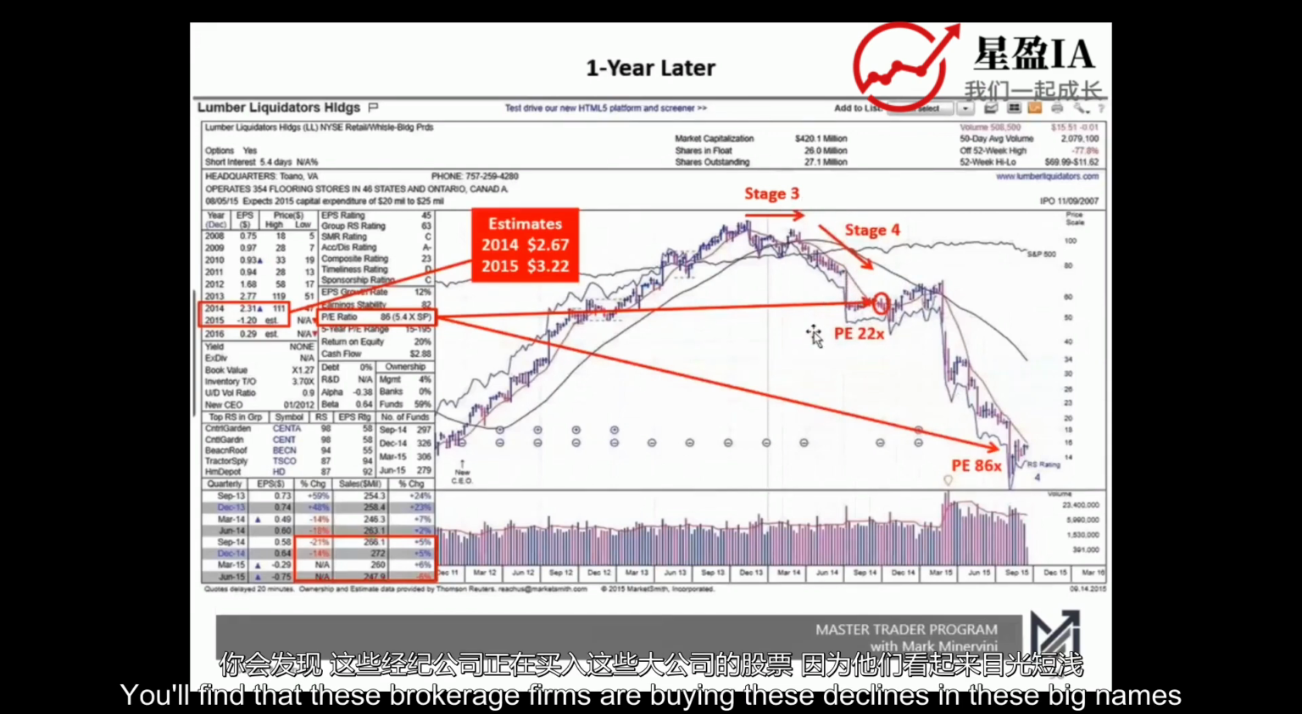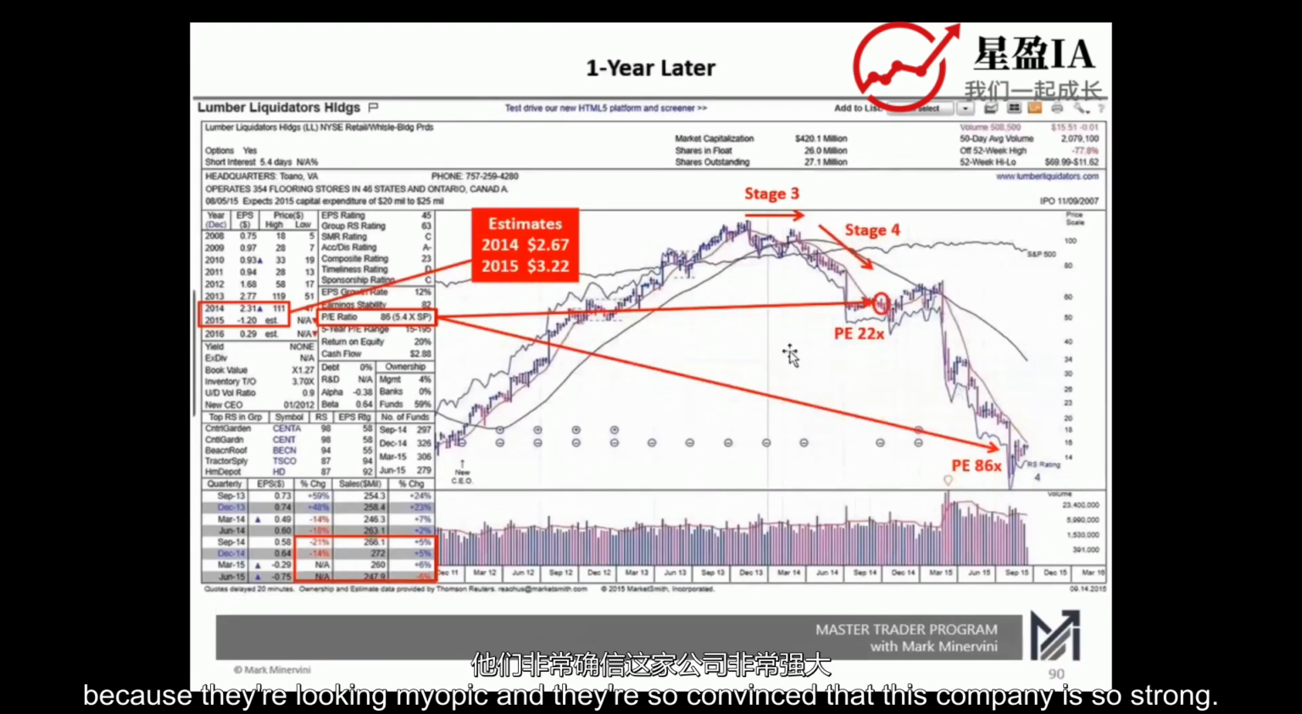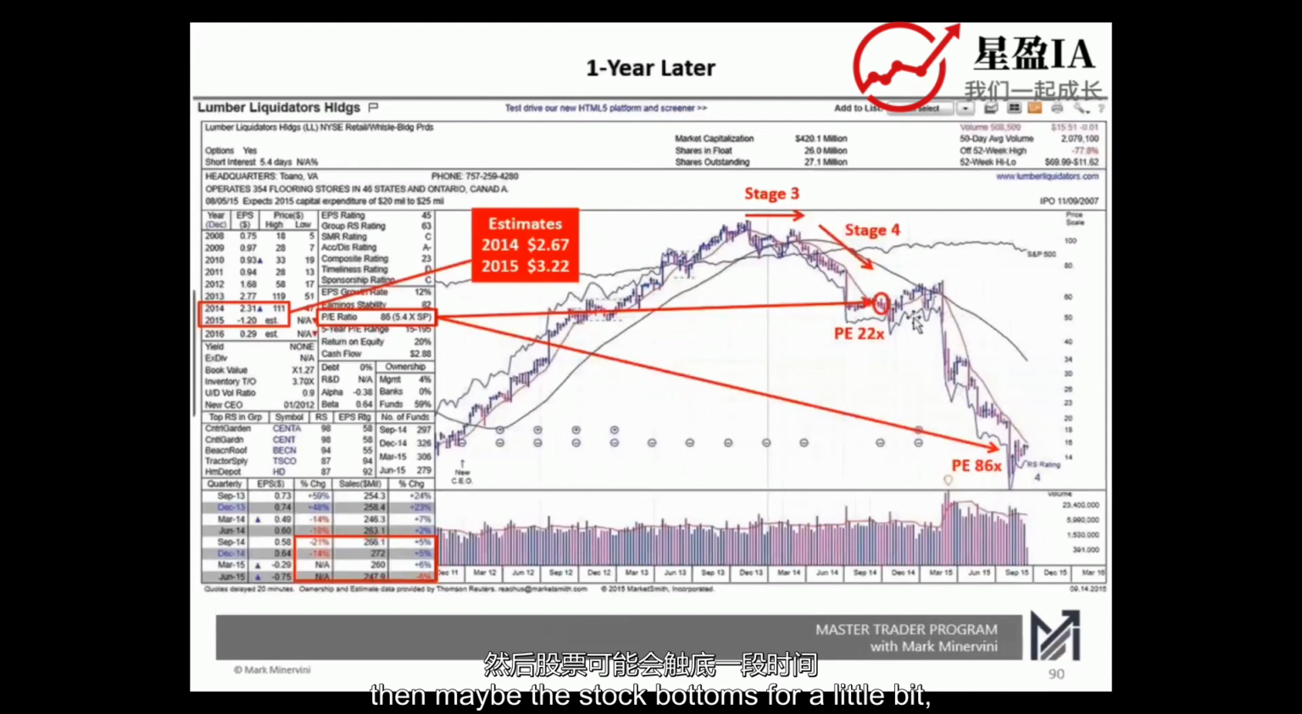You'll find that these brokerage firms are buying these declines in these big names because they're looking myopically, and they're so convinced that this company is so strong. And then maybe the stock bottoms for a little bit, but that's when the trouble starts brewing. And then finally, when it's getting really obvious and the numbers really start turning, then all of a sudden, everybody starts to agree. And now that whole agreement theme happens all over again. And now you set up for a positive surprise.